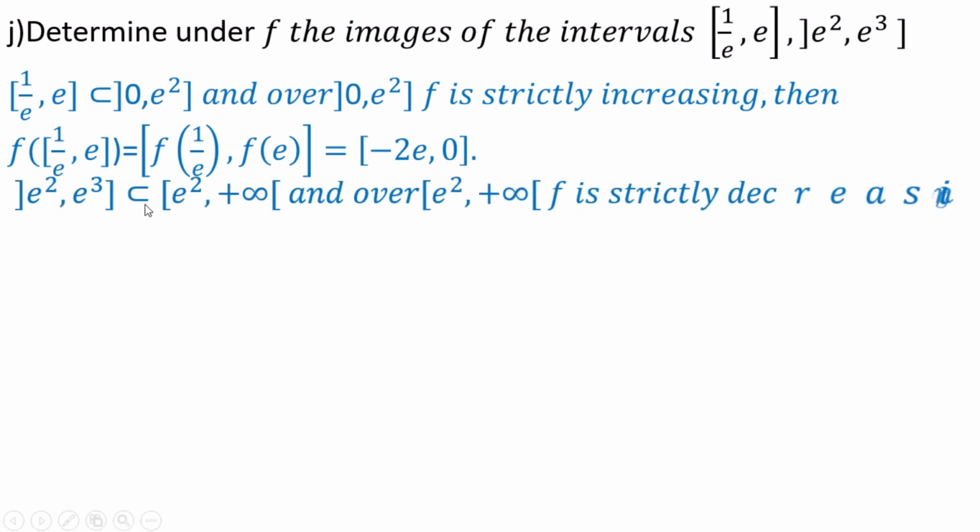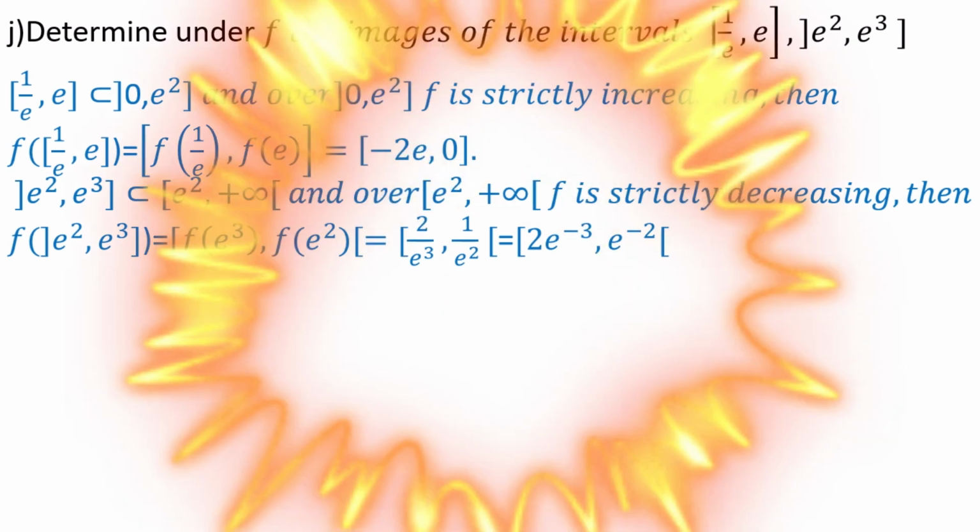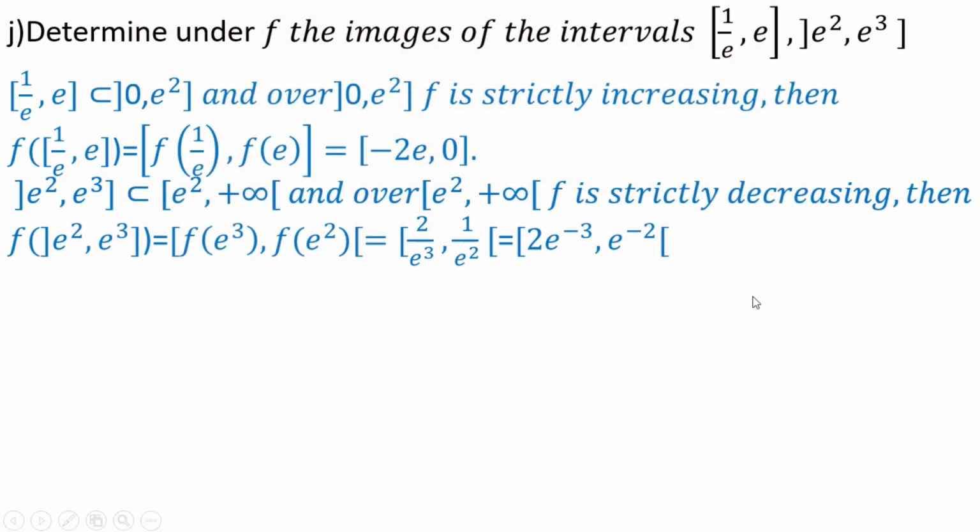So [e², e³] is a subset of [e², plus infinity), and over [e², plus infinity), f is strictly decreasing. Then f of [e², e³] is [f of e³, f of e²], closed, because e² is included. f of e³: we substitute x by e³, then ln e³ is 3. 3 minus 1, 2 over e³ is f of e³. f of e² equals 1 over e². So this is [2 over e³, 1 over e²].